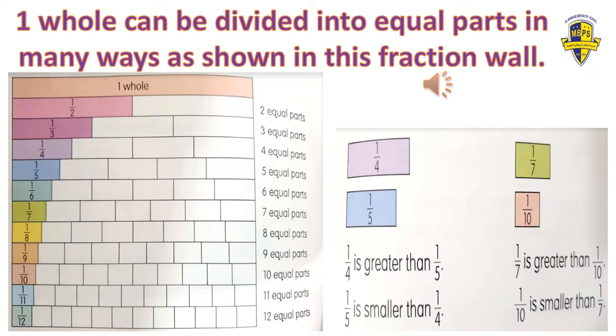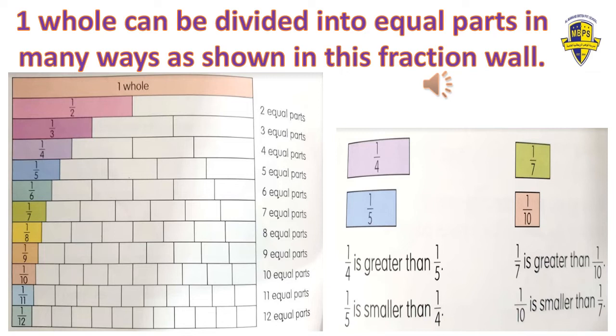Students, on this slide you can see that we have a fraction wall. We have one whole which can be divided into equal parts in many ways. Now when we started with this unit, we saw what are unit fractions. A unit fraction is a fraction where we have 1 as a numerator. Now if you look at this fraction wall, you can see that in all the fractions we have 1 as the numerator.